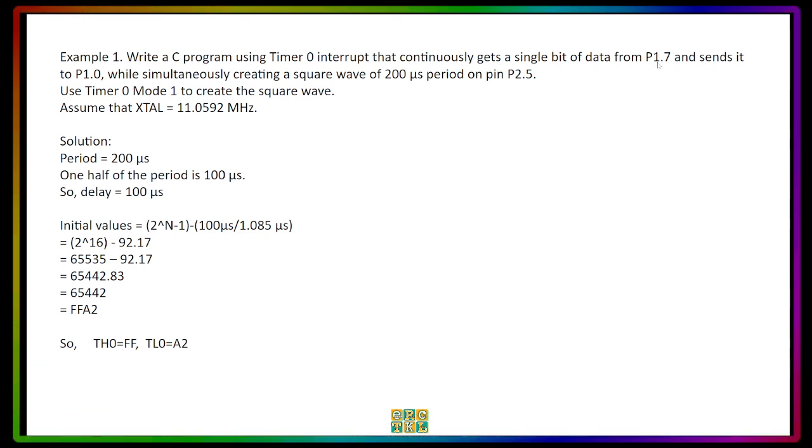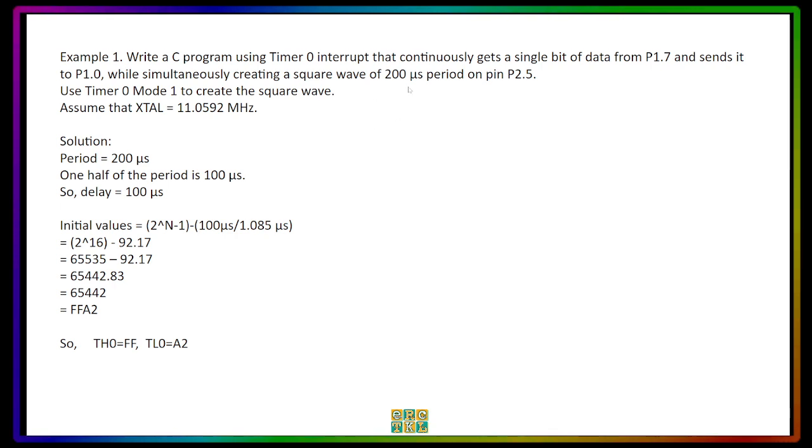So the port 1.7 will be the input to the port 1.0. And at the same time, we will be creating a square wave of 200 microseconds period. So if I want to have a square wave, we should produce a 100 microsecond positive waveform at the positive side and a 100 microsecond negative square wave on the negative side to make a total of 200. Therefore, the positive waveform will be taking 100 microseconds and the negative square waveform will be taking 100 microseconds too. And this will be on pin P2.5.